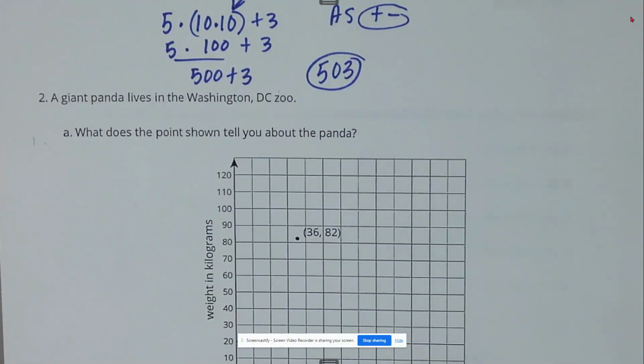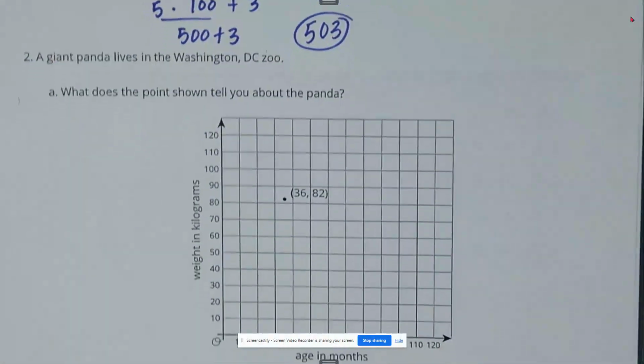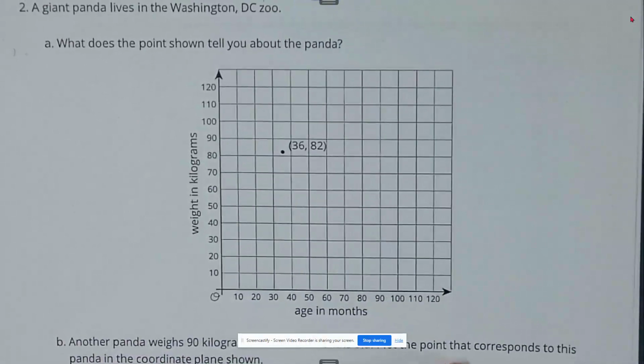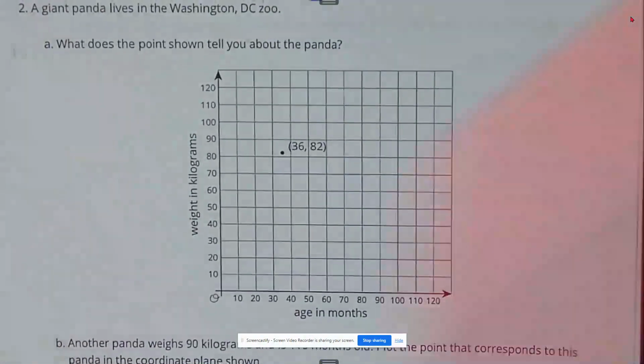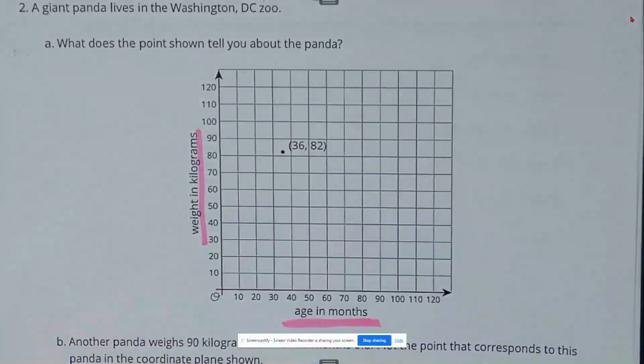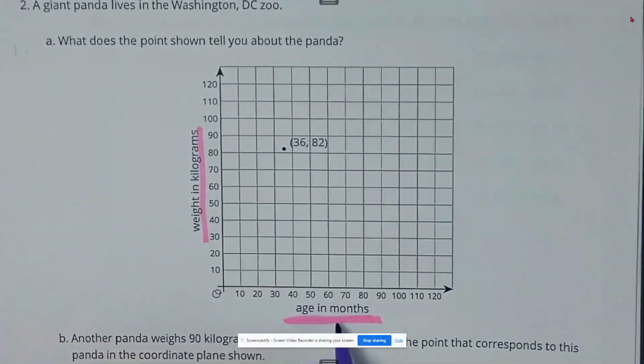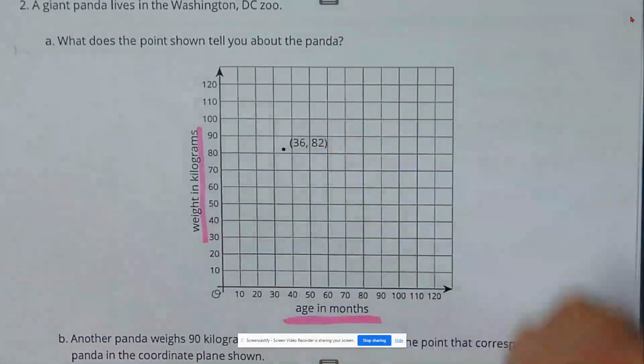Giant panda lives in the Washington Zoo. What does this point tell you about the panda? So when you're looking at a graph, you always want to notice what your labels are because it tells you exactly what's happening. So this graph is telling us how old the panda is in months and how much he weighs.